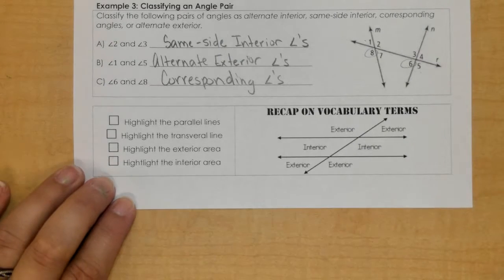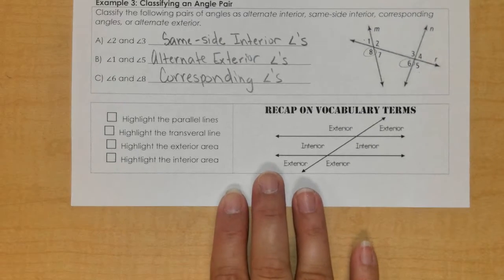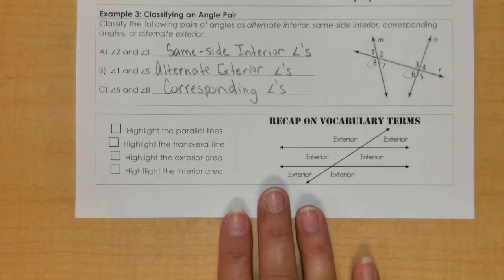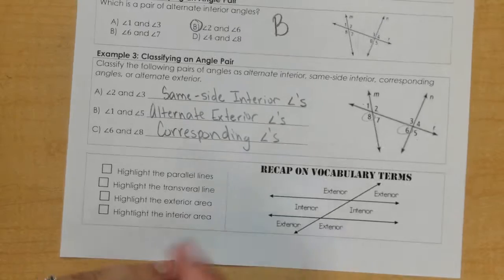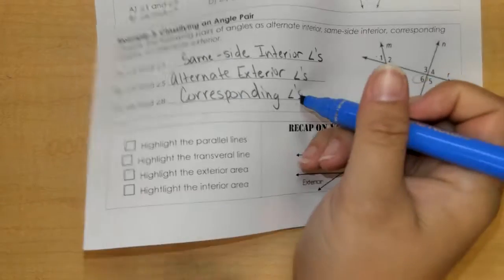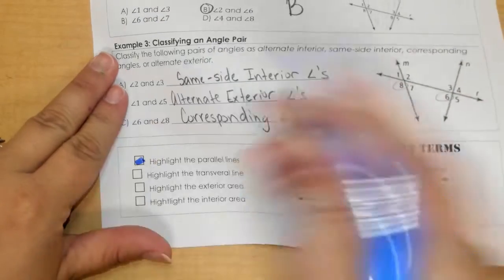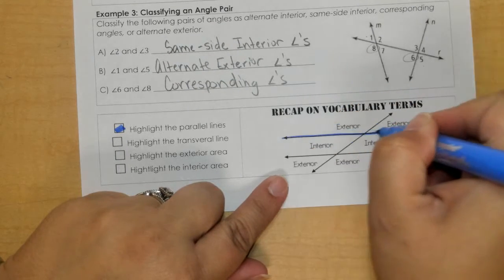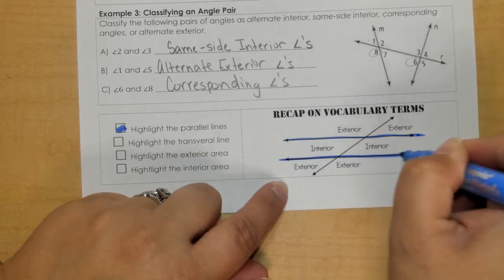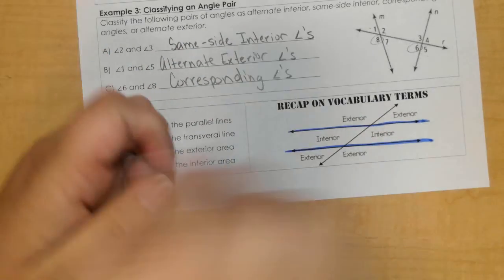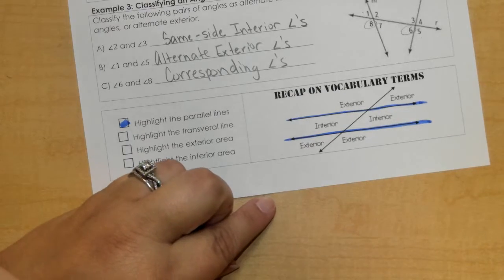Okay, and then at the bottom, this is just kind of a review of locations. So it says that we have to highlight the parallel lines. So I'm going to use this blue color. So that would be these here. It says that I have to highlight the transversal.